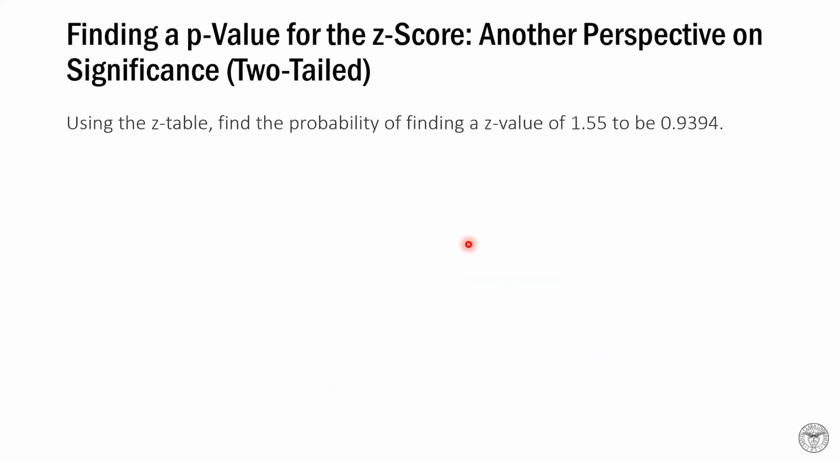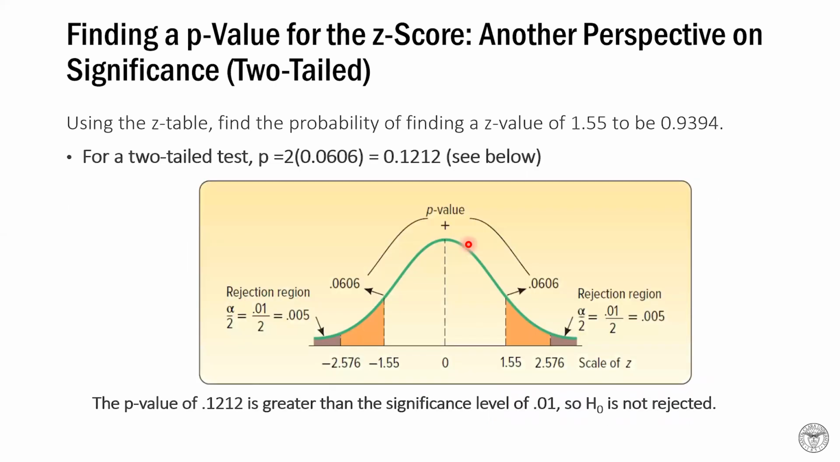For the case of two tails, the two-tail p-value is 2 times 0.0606, equal to 0.1212, as we show here. Thus, the p-value of 0.1212 is greater than the significance level of 0.01. So, H sub 0 is not rejected either.